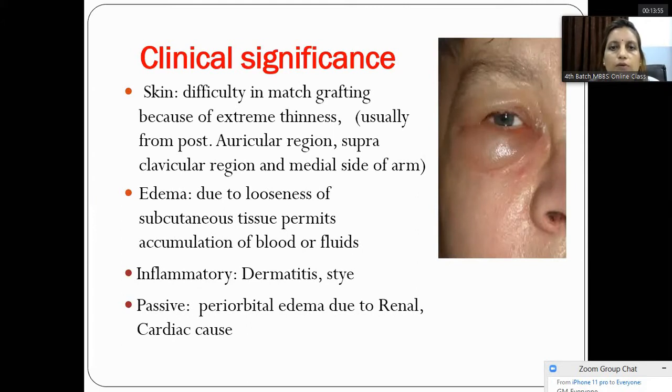So auricular regions or supraclavicular regions and the medial side of the arm are where we commonly take this graft. And edema occurs very fast in the skin due to the looseness of the subcutaneous tissues, which permits the accumulation of blood or fluid. Some inflammatory conditions also occur, as there is looseness of the subcutaneous tissues and very thin skin. So in dermatitis and in other passive conditions you will also see swelling of the eye.